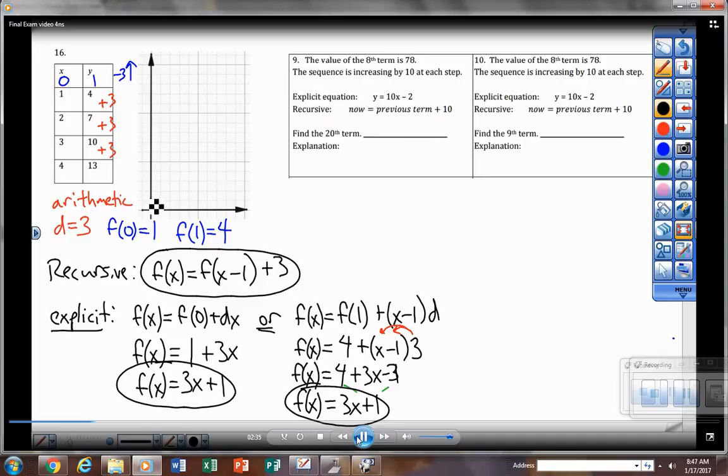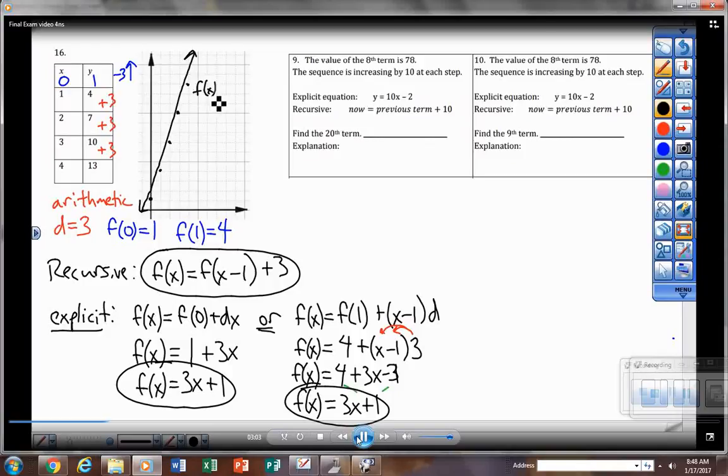And if you were to graph that, 0 would be x, 1 would be y. You need to be able to graph those points on a graph. So 0 for x, 1 for y, 1 for x, 4 for y, 2 for x all the way up to 7, 3 for x up to 10, and then 4 for x all the way up to 13. Draw my line through them because we're graphing again the explicit continuous functions.